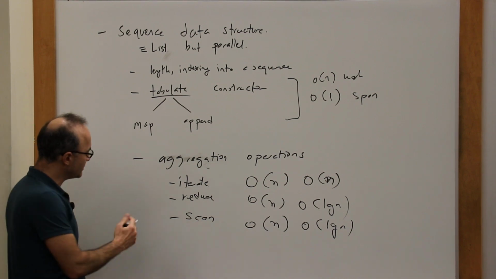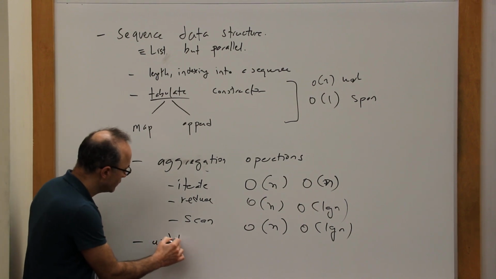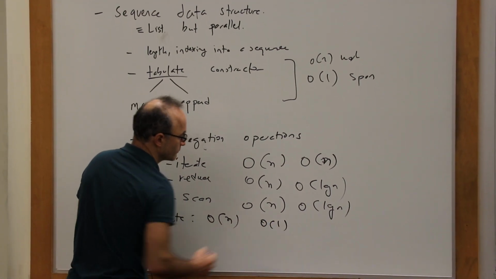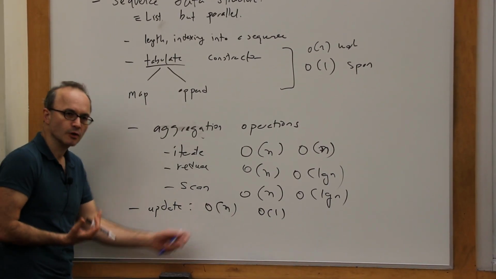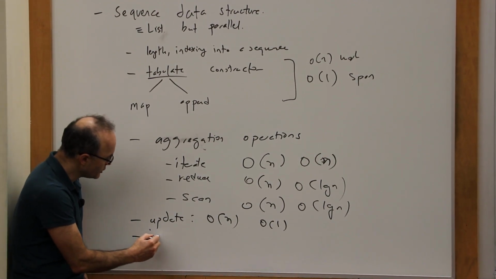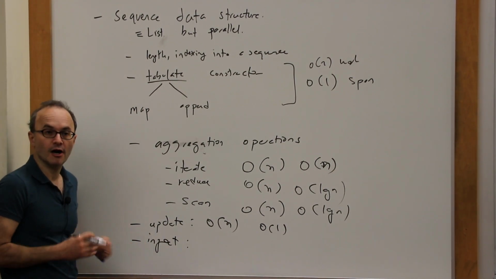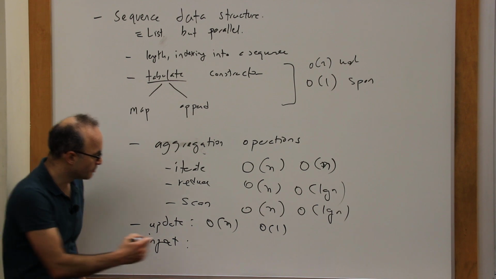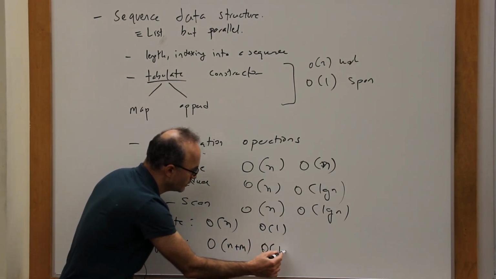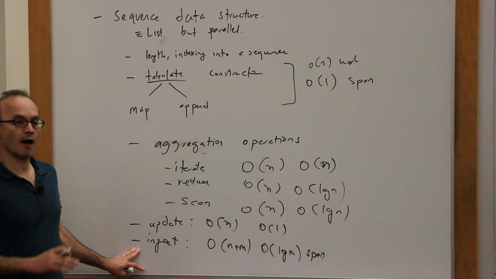And when it comes to updates, things are a bit more complicated. We talked about an update operation, which requires order n work and order 1 span. This is quite inefficient, basically because it copies the sequence. And then we talked about inject. Inject is more like a bulk update. It performs multiple updates at a time, and it does order n plus m work and order log m span. Okay, so that is a lot better.